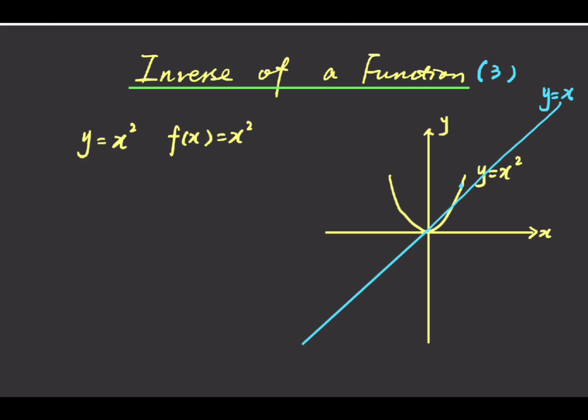So for this point, its reflection should be here. This point is on the y-axis, so its reflection is just itself. This point is also on the y equals x, so its reflection should be itself. This point, its reflection should be here, right? Then we can figure out the graph for the inverse of the original function. It should be like this.